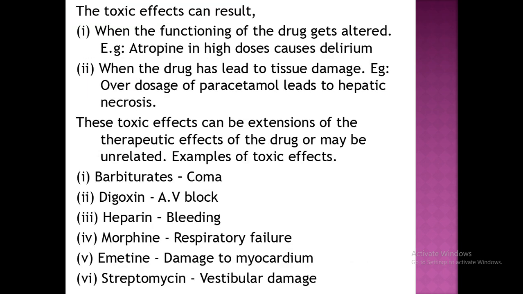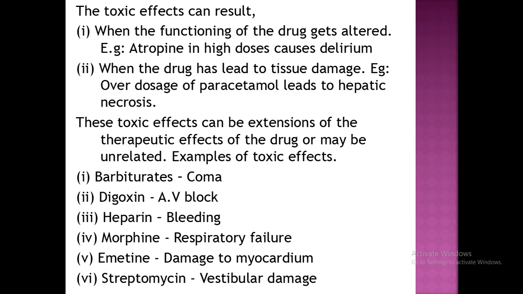The toxic effects can result when the functioning of the drug gets altered. Example, atropine, which is a painkiller analgesic and is used for reduction of inflammation. In high doses it causes delirium. Delirium means the patient is in a state of confusion, disoriented, not able to think or remember clearly. So high doses of atropine causes delirium.